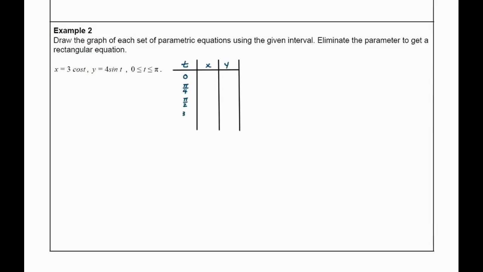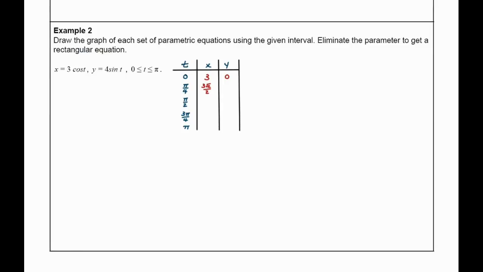So here, make a table. I'm going to go from 0 to pi, and I'm going to put a couple values in between: 0, pi over 4, pi over 2, 3 pi over 4, and pi. And then just plug those values in for my x equation and my y equation. So when t equals 0, I get 3 for x and 0 for y. And then at pi over 4 and 3 pi over 4, they're not going to work out to be nice numbers. I'm going to leave them in terms of radicals, but it will be a good idea to have an idea of what that number is as a decimal. And you'll see when we graph why that's necessary.